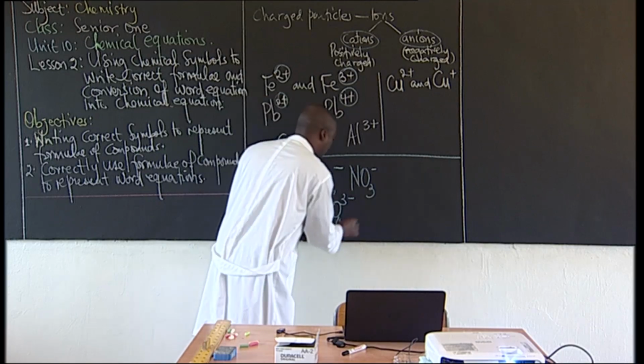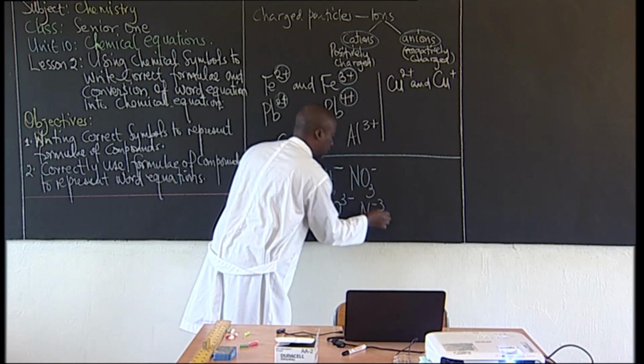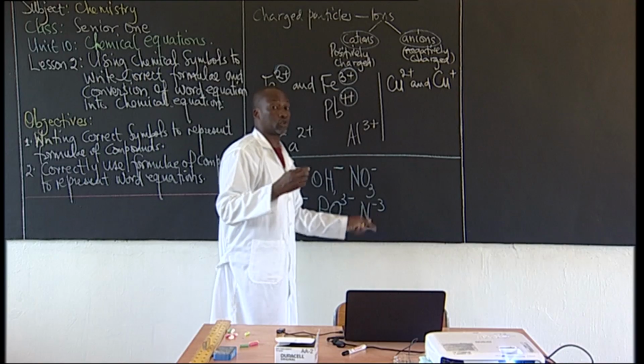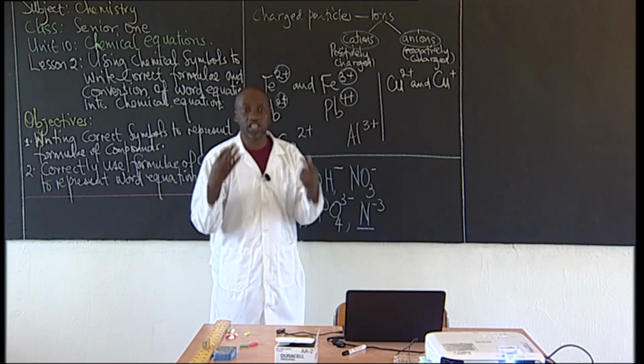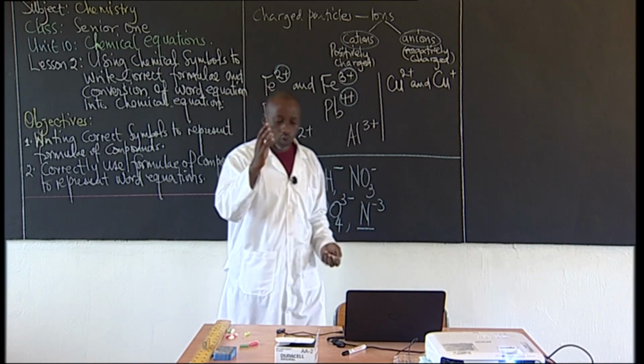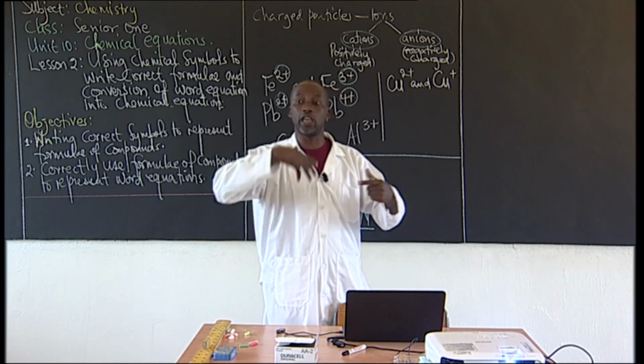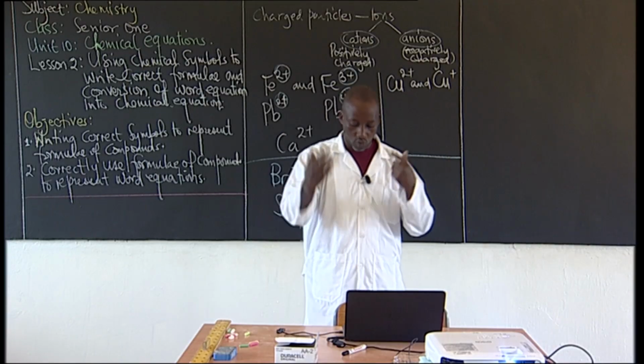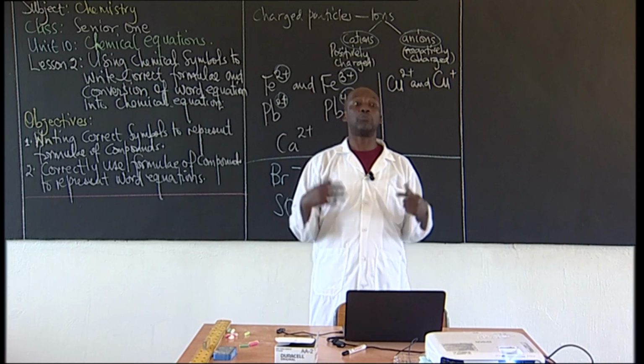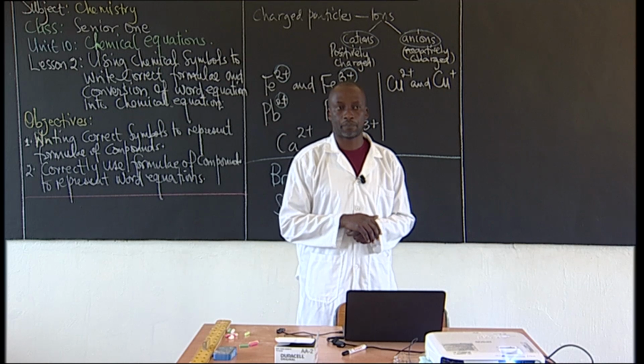The nitride ion, negative 3. This has negative 3, so the valence is 3. So that is what we need. The symbols are very important. You remember we said we are being reminded of these symbols. I'm sure you still remember them.